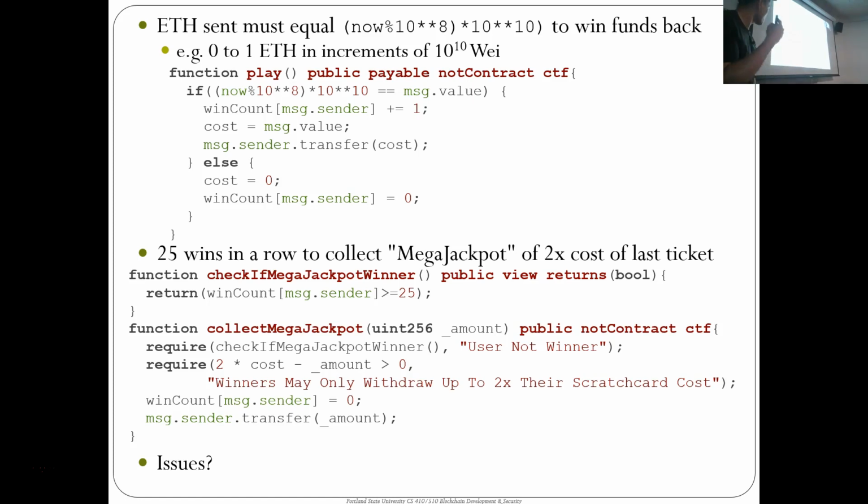So first of all, does anyone see any obvious errors in this collect mega jackpot or in the play function? Like, if you were being devious, what would be things that you might think of to try and attack this particular contract?